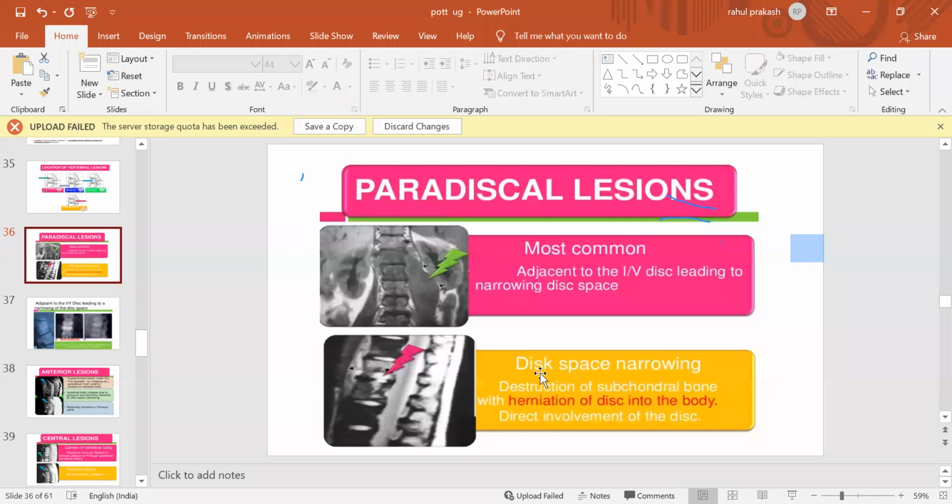So these bacteria usually go into the disc space and destroy the disc space. Other problems do not destroy the disc space, but in TB it is characteristic that discs are involved. So there is disc destruction and narrowing of the disc space, or the disc height is decreased. This is disc space narrowing. Your disc height would be decreased, or there will be complete destruction of the disc. So remember one thing: paradiscal is most common, and the disc is always involved in spine TB.